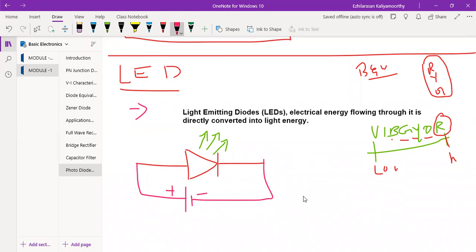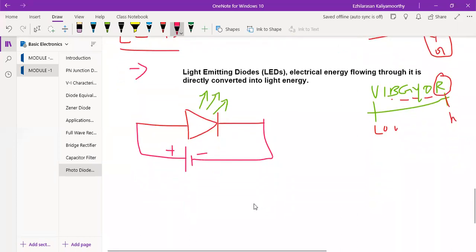A light emitting diode, that is LED, is an optical semiconductor device that emits light when voltage is applied. As the voltage is applied, it will emit the light. In other words, the LED is an optical semiconductor that converts electrical energy into light energy.